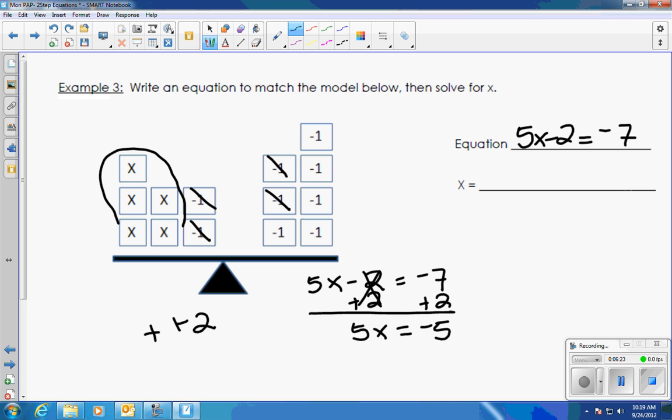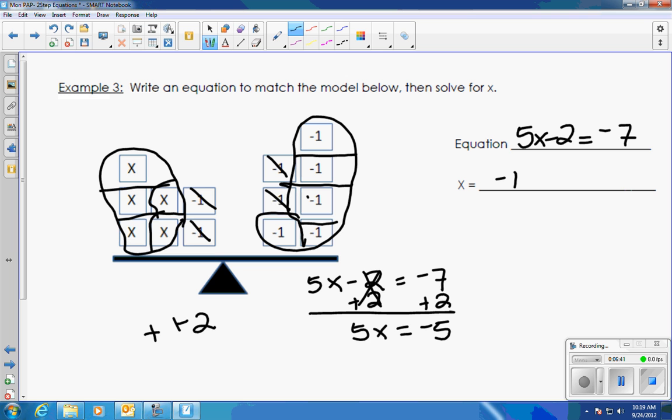So now I'm going to draw my circle. There's 5 x's, so I need 5 groups, which means over here, I should also have 5 groups. 3, 4, 5. Which means each x should equal negative 1. So what I did is I divided it into 5 groups. So each x got negative 1.